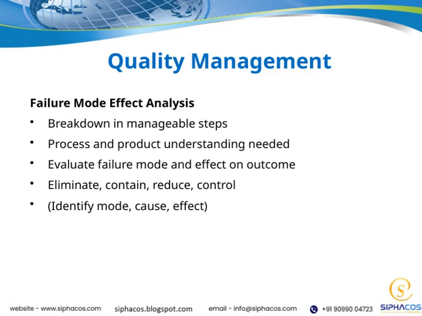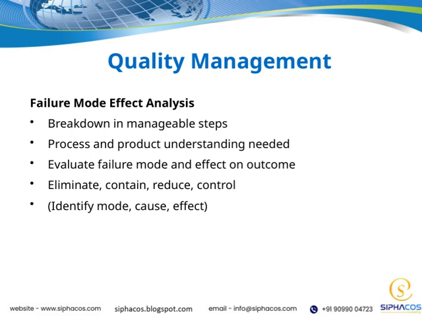Let's talk about failure mode effect analysis, or FMEA. It's all about breaking down potential failures into manageable steps, which makes it easier to understand and address them effectively. To do this well, you need a solid understanding of both the process and the product itself. This helps in accurately evaluating how different failure modes could impact the overall outcome. Once you've identified these potential failures, the goal is to take appropriate actions, whether that's eliminating the failure, containing it, reducing its likelihood, or controlling its effects.